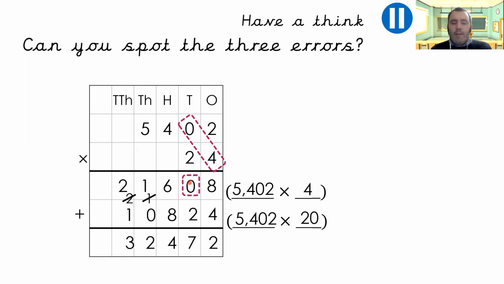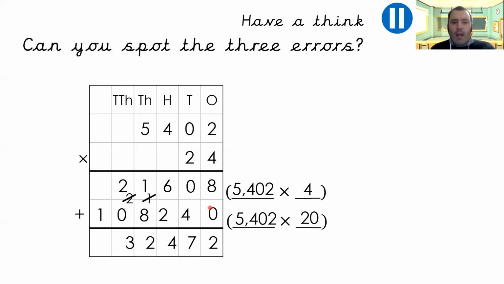Second mistake. Did you spot it? I haven't put the 0 for my tens calculation. So it's all wrong. It's all in the wrong place value. So I need to move it all one place value to the left. So I'm going to do that. And to show that there's nothing in here, I'm going to put a 0 there. So that's my second mistake.